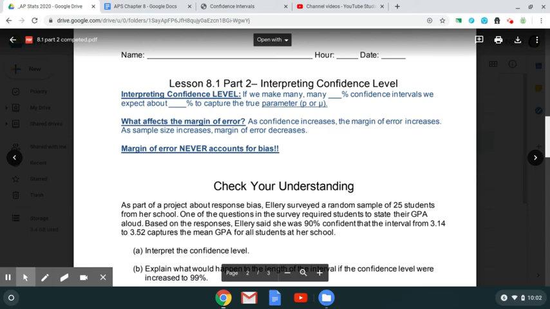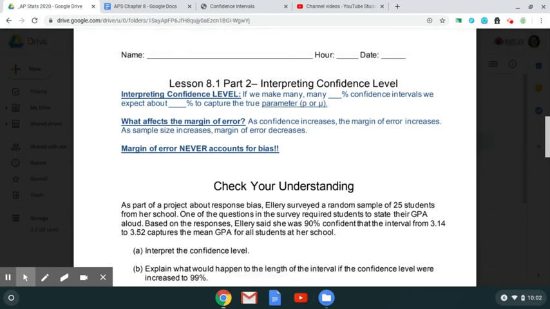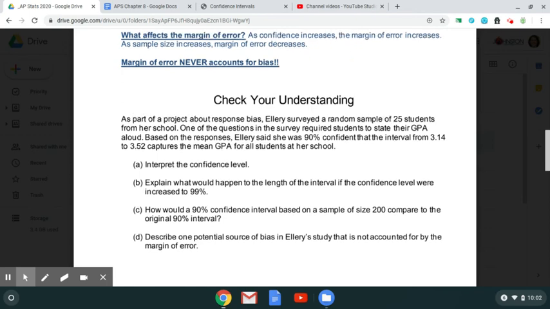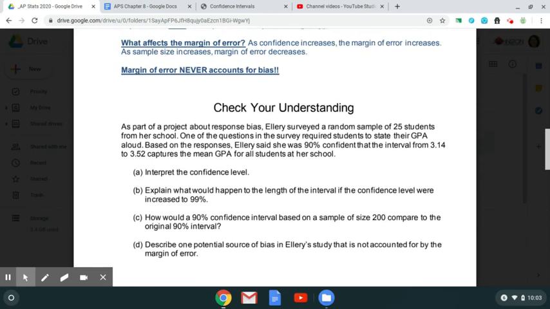But also remember, your margin of error never ever accounts for bias. If you screw up how you collect your data, it doesn't matter how good your data is if your data is flawed from the beginning. So here's the check your understanding. Press pause and try to see if you have actually understood what we have talked about and what you explored in your applet, and then press play when you're ready to see if you're right.